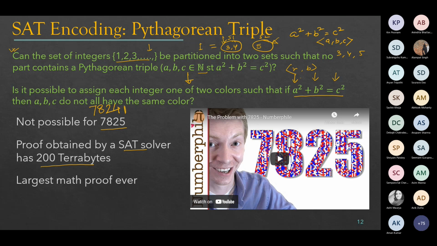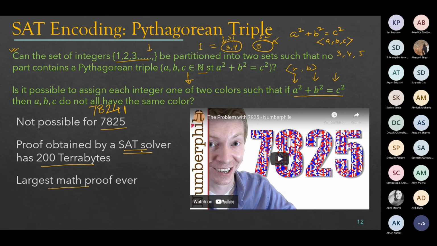So we'll come to the SAT encoding of this problem. So basically what we're trying to see is whether we can partition the set of integers in this way or not, right? So the proof was obtained and this was kind of 200 terabytes. And this is the largest math proof ever, right? You see the power of SAT solver. So I'm just trying to illustrate how powerful this SAT solver is.